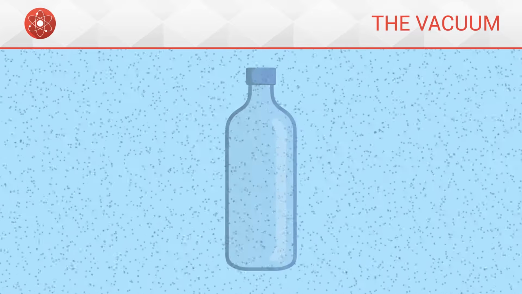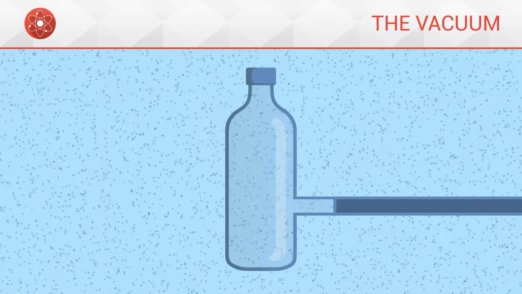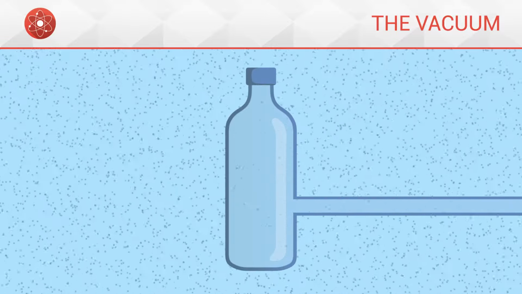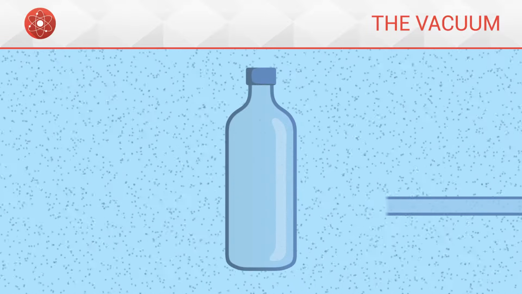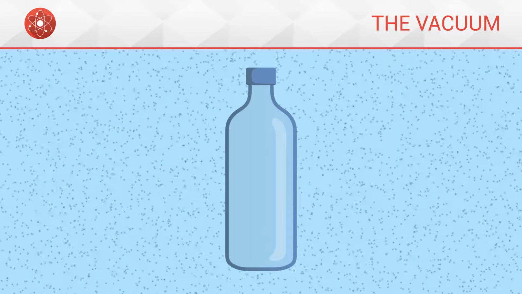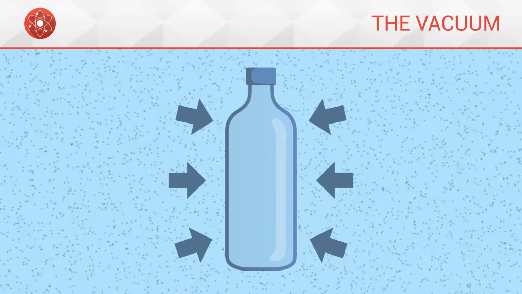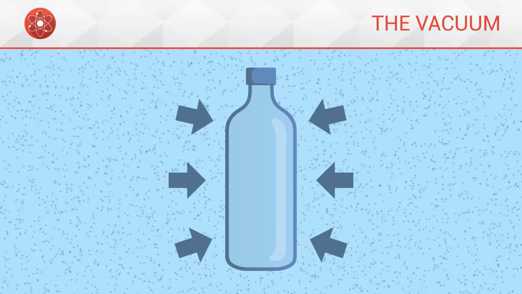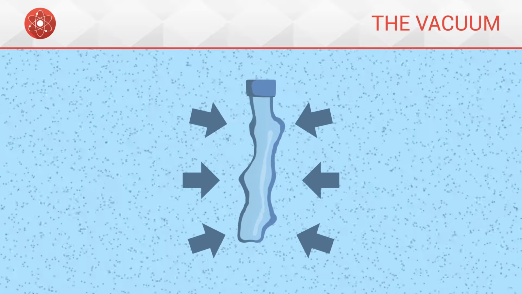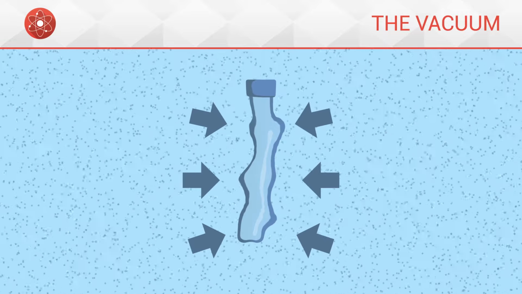Let's consider a plastic bottle in which we create a vacuum by pumping out the air it contains. Now that it is empty, the bottle can no longer resist outside pressure because it no longer contains anything. It will therefore get violently compressed by the weight of the atmosphere.